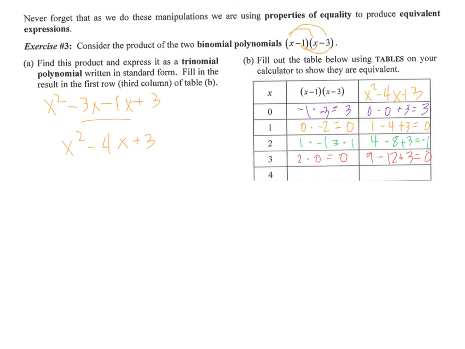And finally, 4 minus 1 is 3. 4 minus 3 is 1. You get 3. So 4 squared is 16. Minus 16 plus 3, you get 3.